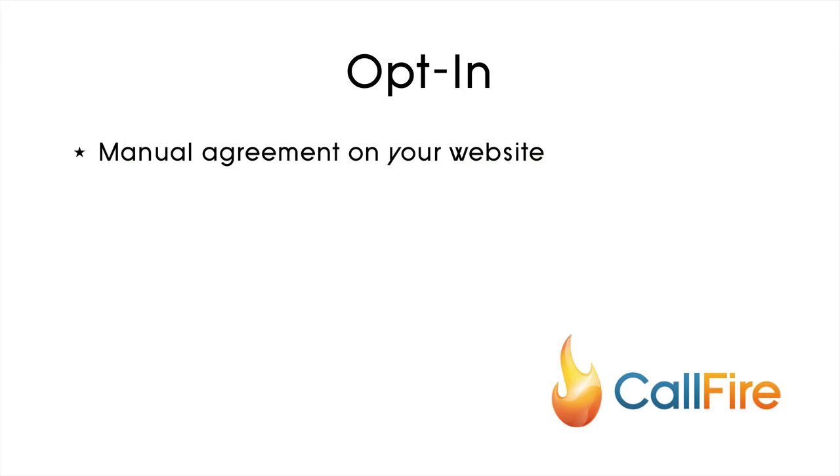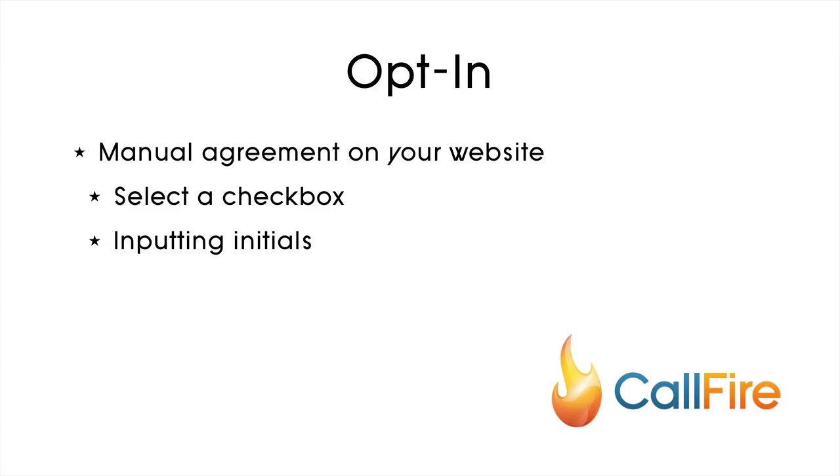Now, there are two ways a customer can opt in. He or she can visit your website and manually agree to subscribe. Now, a manual agreement can be any action, such as selecting a checkbox, or inputting their initials into a text field, or clicking an accept to continue button.